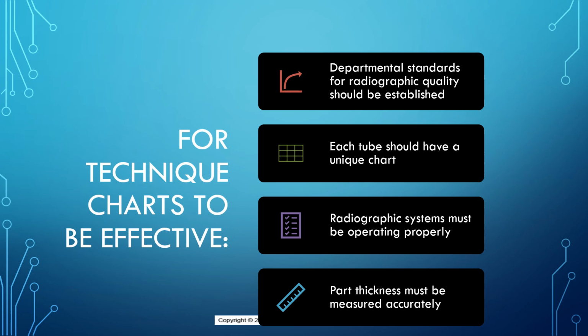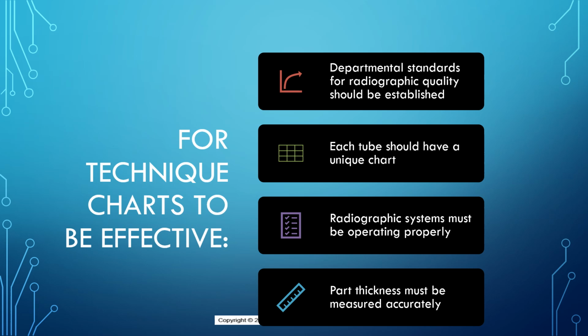Radiographic systems must be operating properly. Okay? That's one of the ways you know: you're setting technique and you're shooting and you're expecting quality, and you get something different than that. Is this machine working right? Okay, and so your techniques are only consistent and only effective when the machine is operating as it should.